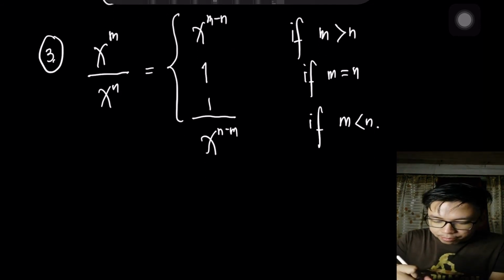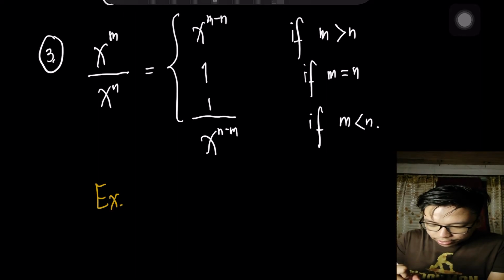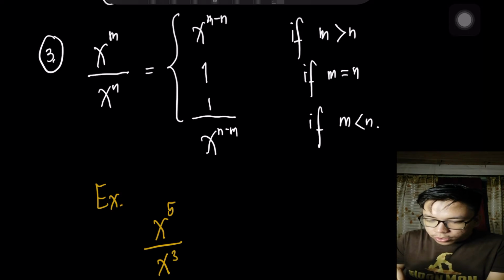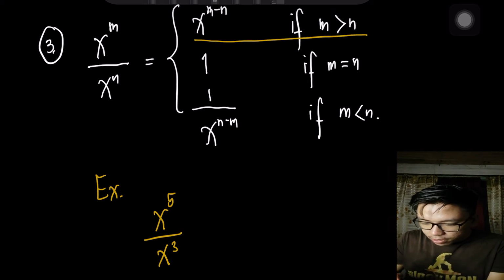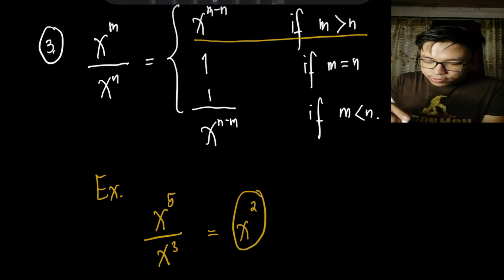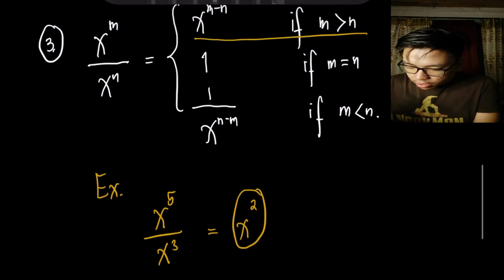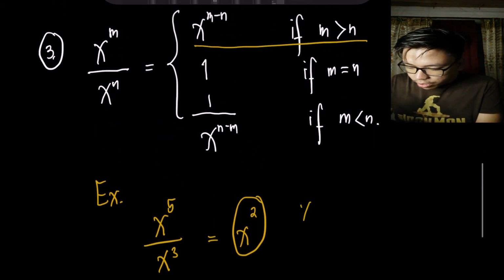Let's consider this example. I have x to the 5 over x to the 3. Now, if you notice, your 5 here is the m, your 3 here is the n. So, m in this case is greater. So, that means we're following this rule. So, we can copy that x here, and then 5 minus 3, you get 2. So, the answer is x to the 2. Okay, let's try another example. We have x to the 4 over x to the 5.